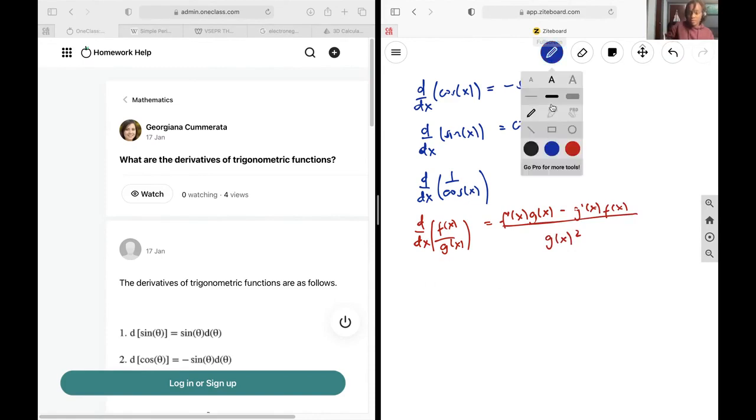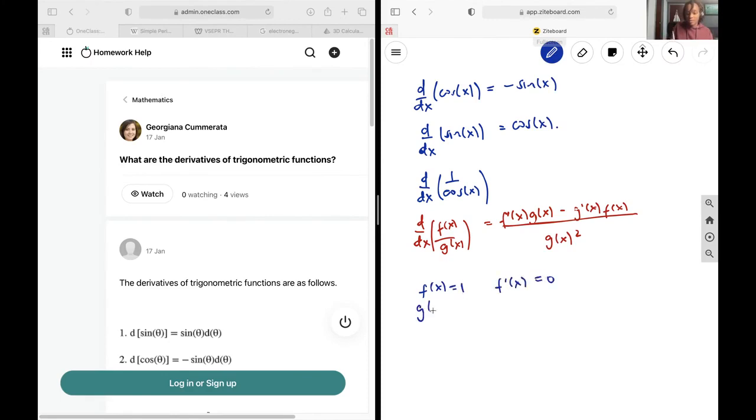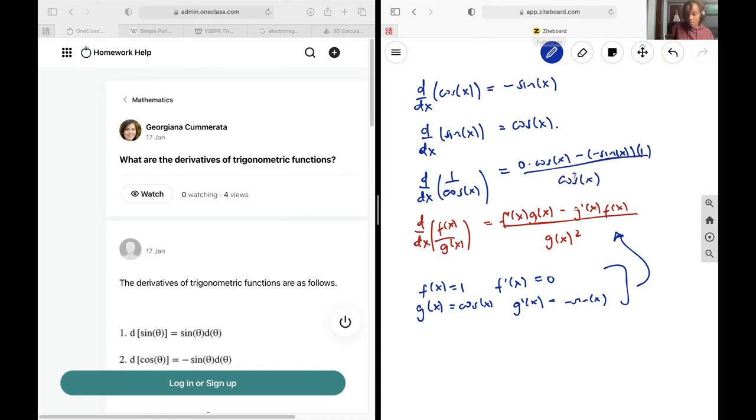And so for our question, we have f of x is equal to 1, so its derivative is equal to 0, and g of x is equal to cos x, so its derivative is equal to negative sine x, as we found above. We're just going to plug this all back into here, and we will get that this derivative is equal to 0 times cos x minus negative sine x times 1, all over cos squared x.